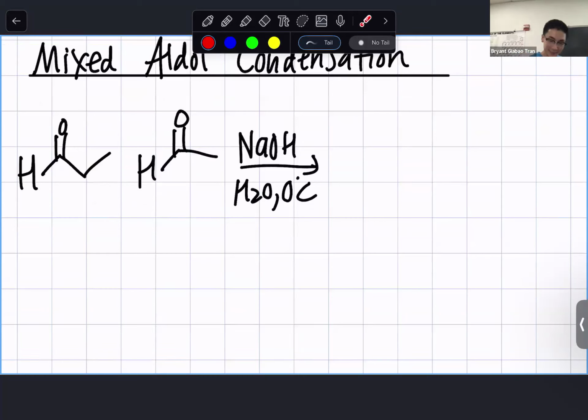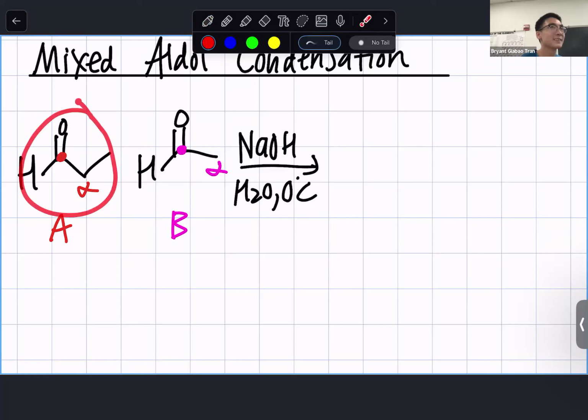In this case, we are going to look for the alpha carbons, this alpha carbon and this alpha carbon here. We have two different nucleophiles. Let's say this is nucleophile A, and this is structure B right here. We also have two different electrophiles, because for aldol, the nucleophile is always the alpha carbon of the aldehyde, and the electrophile is always the carbonyl carbon of the aldehyde. So in this case, we're going to have four different products.